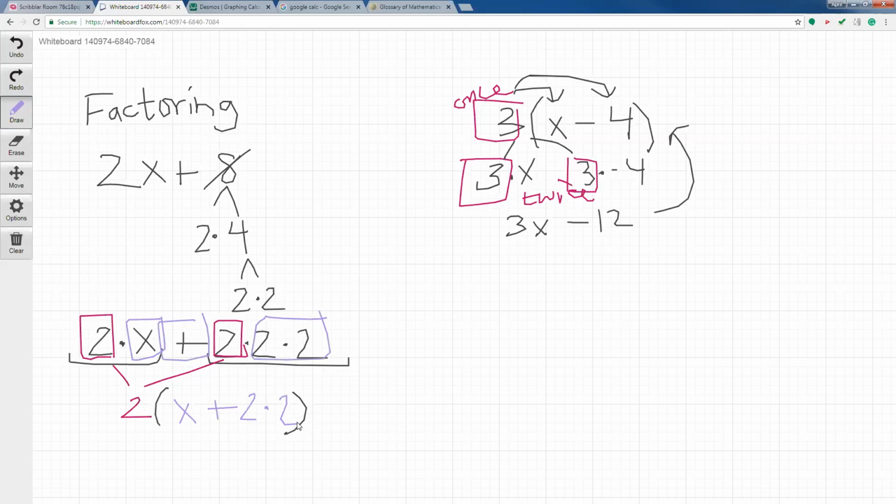And we do want to simplify back to no multiplication anymore. Instead of writing 2 times 2, we want to finish this off to say x plus 4. So that's how we do backwards distribution, how we factor, and it'll be called greatest common factor because we found a common number when we broke it down.